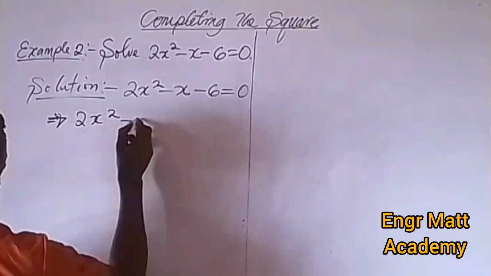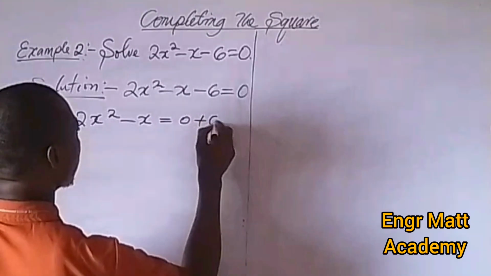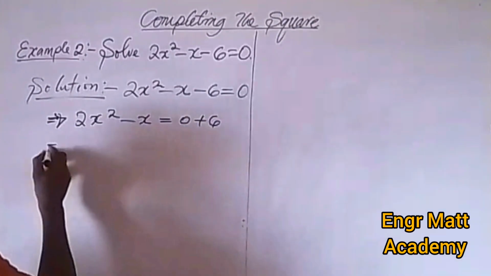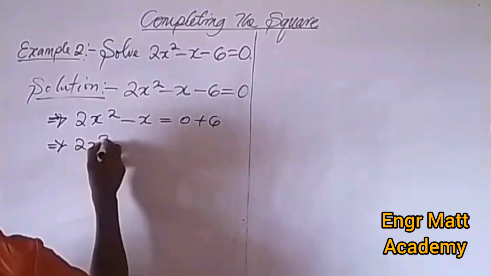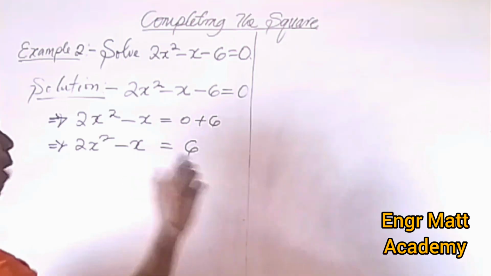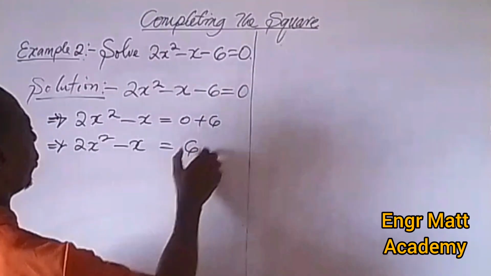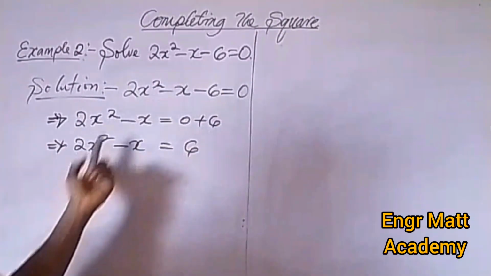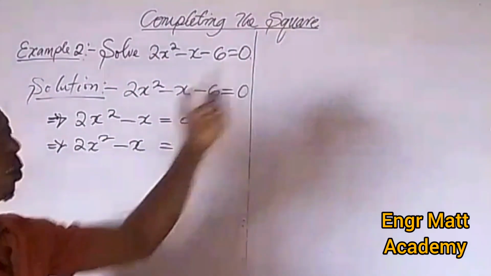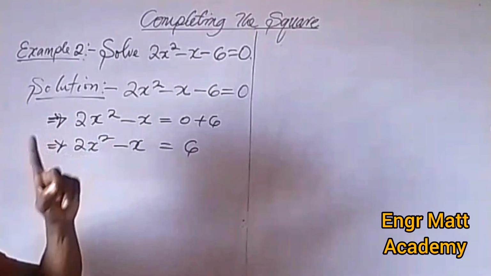2x squared minus x equal to 0 plus 6. That is 2x squared minus x is equal to 6. Having moved the constant from the left hand side of the equation to the right hand side of the equation, when using the completing the square method, we must reduce the coefficient of x squared to 1.